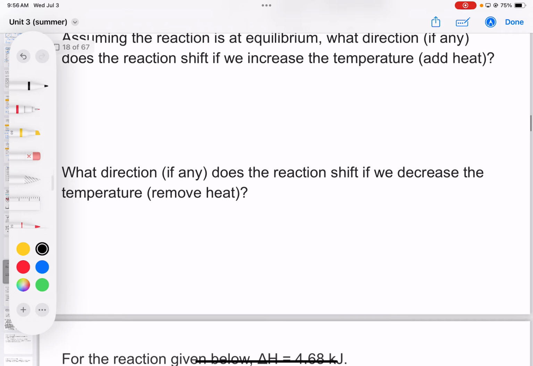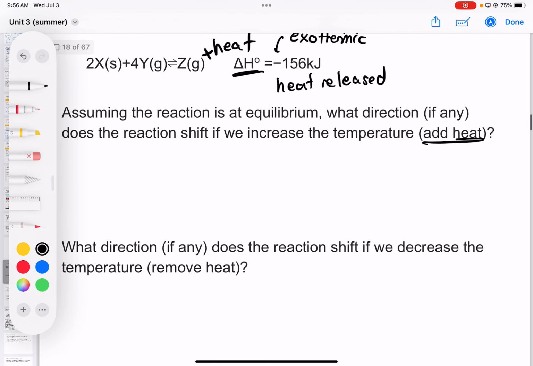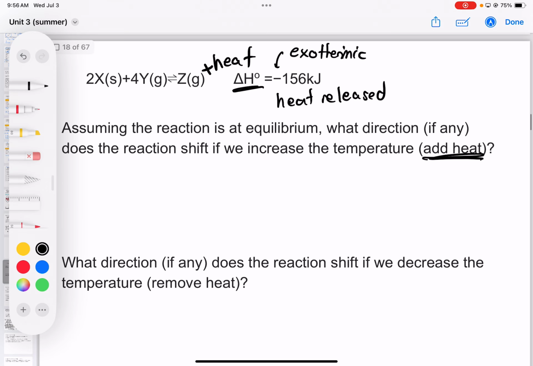So if we increase the temperature or add heat, which direction will it drive? If we increase this, it's got to go to the reactants to get rid of some of that heat. Now that's actually true. If you take Z and combine it with heat, you can make X and Y again. It's going to shift towards the reactants. Similarly, if we drop the heat, it's going to need to make some, so it's going to shift towards the products.